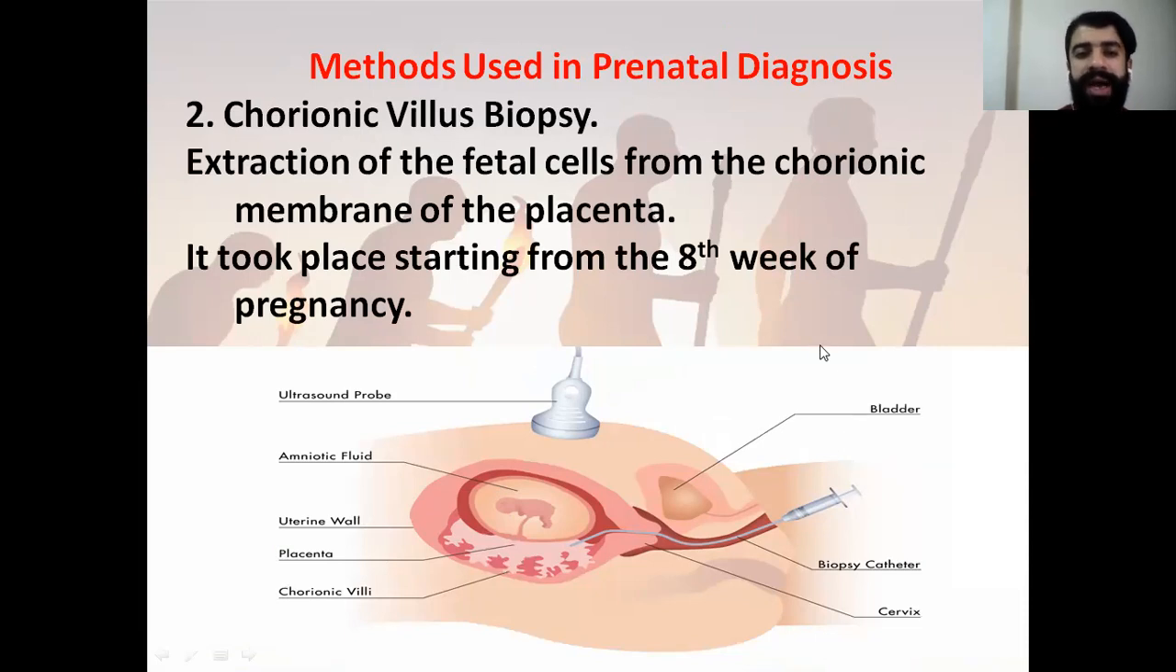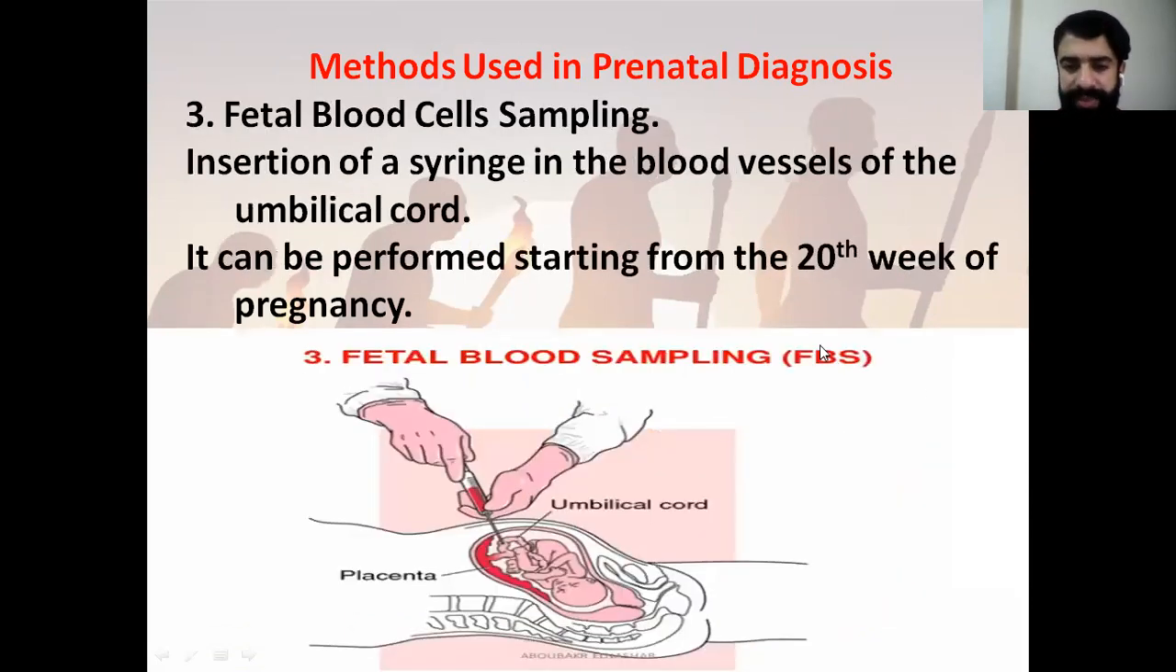And then we have the last one, it's fetal blood sampling. It's abbreviated as FBS, fetal blood sampling. So we have insertion of a syringe into the blood vessels of the umbilical cord as shown in this figure, and this can be performed starting from the 20th week of pregnancy.